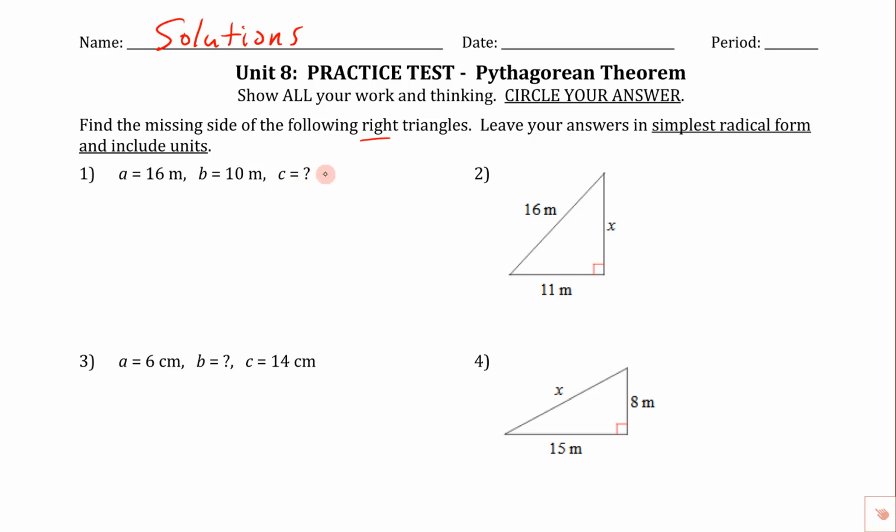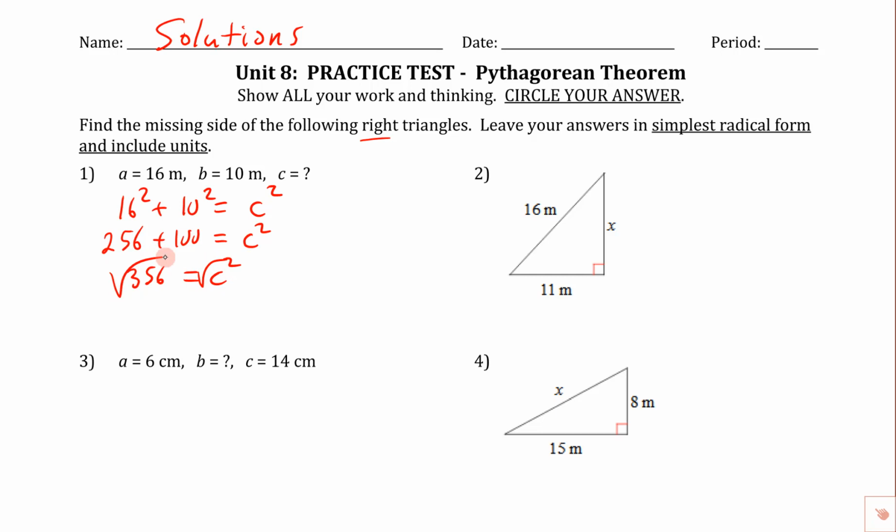So remember, the Pythagorean theorem is a squared plus b squared equals c squared. So that means leg squared plus leg squared equals hypotenuse squared. So we're going to do 16 squared plus 10 squared equals hypotenuse squared. So 16 squared is 256. 10 squared is 100. That would equal c squared. So this is going to be 356 equals c squared, and then we're going to take the square root.